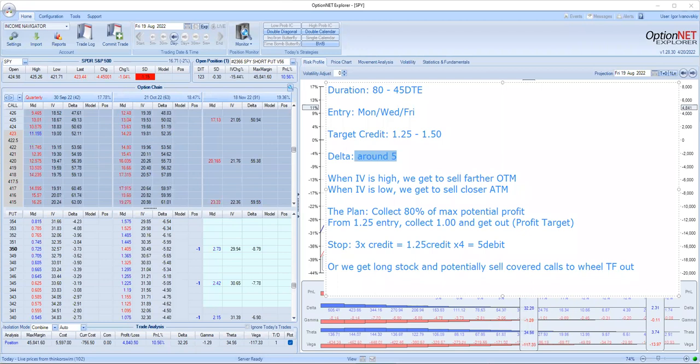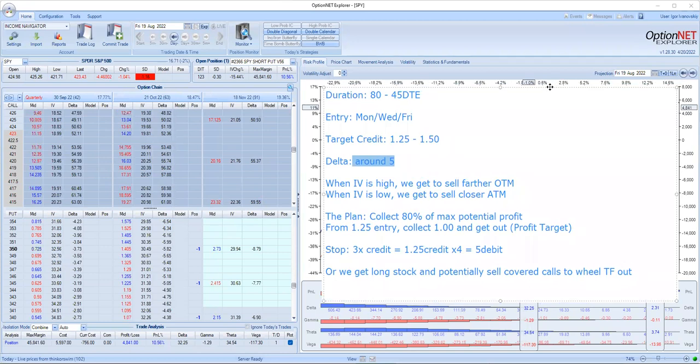Okay, that's a good one. So spreads versus selling naked. And you know what? We'll do one more thing. We are going to go ahead and, I need to add a position. I almost forgot about that. We're going to add a put.